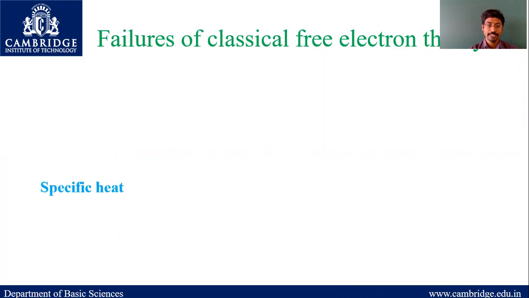The first failure is specific heat. While explaining the specific heat, the experimental value and the value according to the classical free electron theory are different. Only when both values are the same can we accept the success of the classical free electron theory. But we are getting different values, hence the classical free electron theory fails to explain the specific heat. We consider that one a failure.